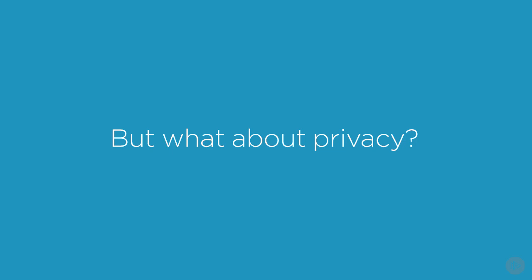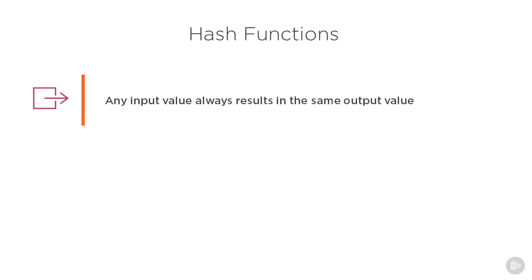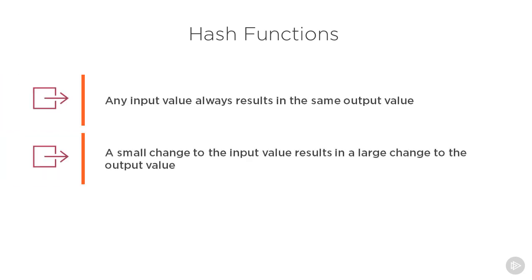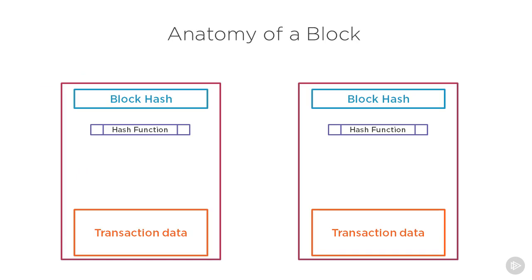But wait, what about privacy? The whole idea was to keep data private, right? That's right, and that brings us to the second key aspect of the technology. Blockchain is based on hashes, and as you may recall, a hash is a one-way function. Given the data, it's easy to determine the hash. Given a hash, it's impossible to determine the original data, but it is easy to validate if that hash matches a set of input data. In the previous module, you saw that a block hash was determined by hashing the transaction input data with the hash of the previous block.